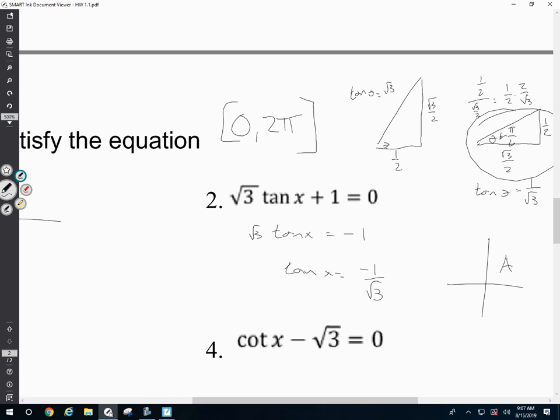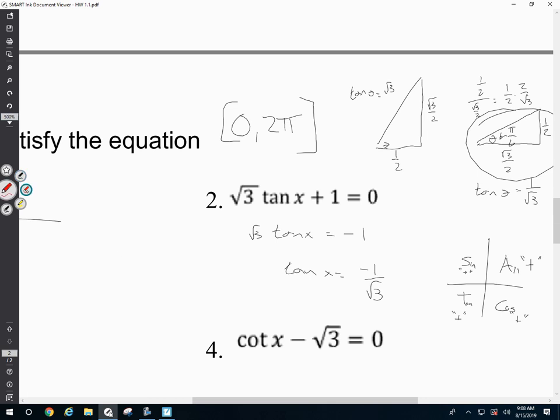One easy way to remember what is positive where is this acronym. All students take calculus. This is telling you that all trig functions are positive. This is telling you that sine is the only trig function that is positive in the second quadrant. This is telling you that tangent is the only trig function that is positive in the third quadrant. And cosine is the only trig function that is positive. This is also including their reciprocals. So sine and cosecant are positive.